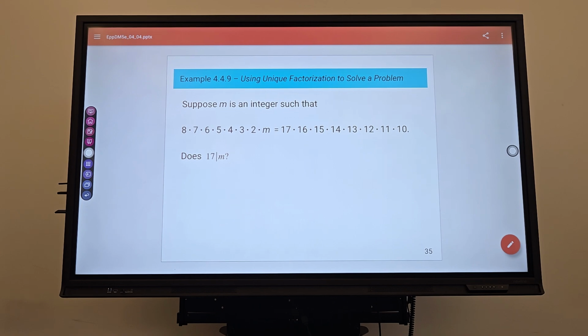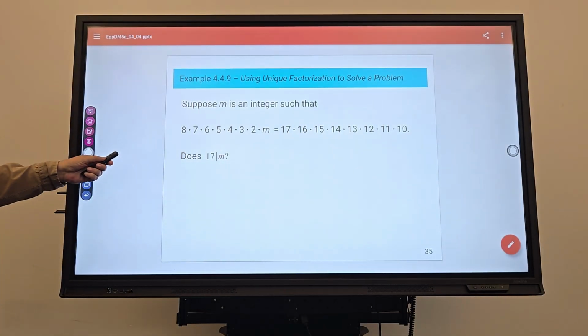Given those two quantities, does 17 divide m? You're probably going through this the long way. There's a little shortcut. 17 is a prime factor.